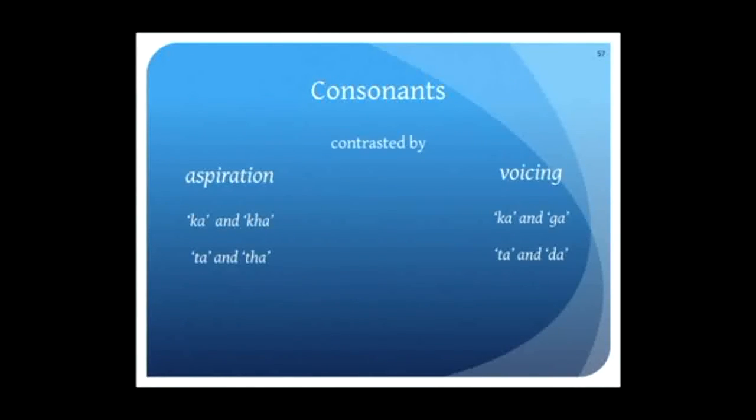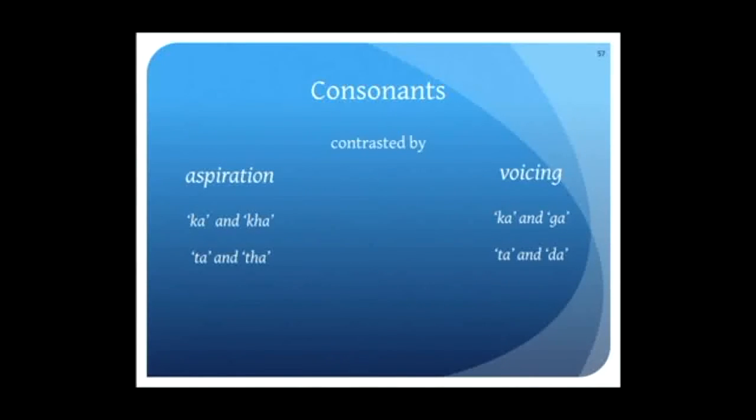So the consonants, there's 25 consonants in the Sanskrit alphabet, and they're contrasted by aspiration and voicing. Aspiration is if you place your hand in front, you go ka, and you can feel that breath on your hand. This is aspiration. So there's two different consonants, a ka and a kha, where you feel it.